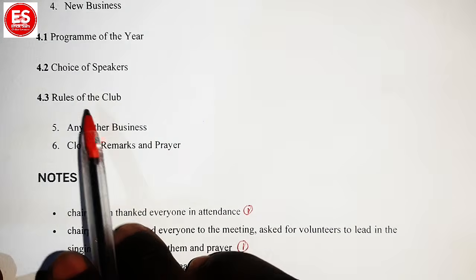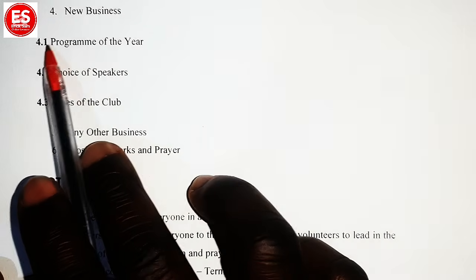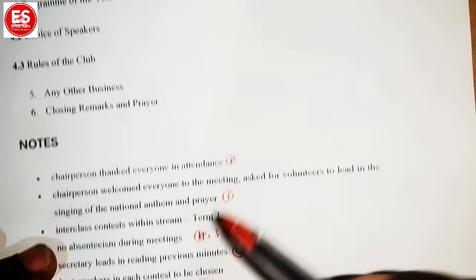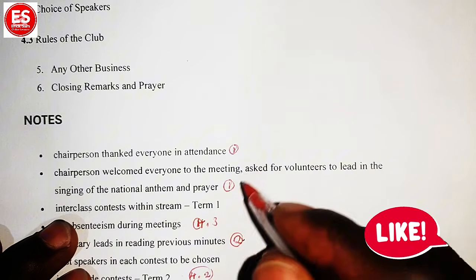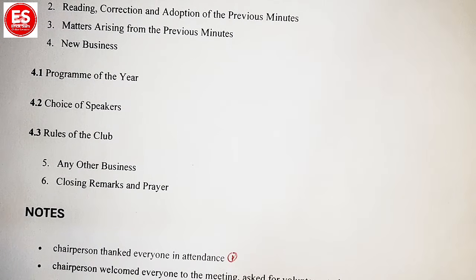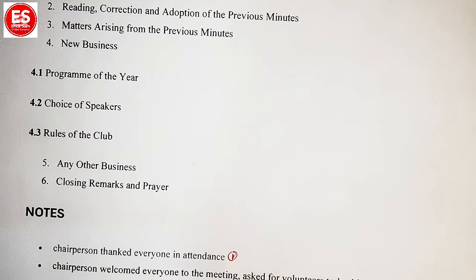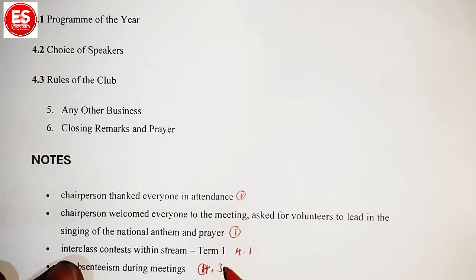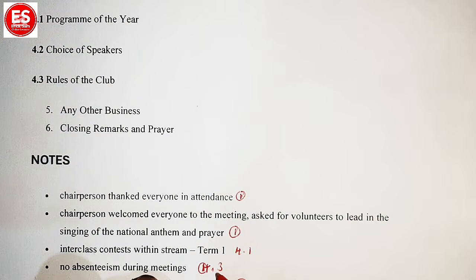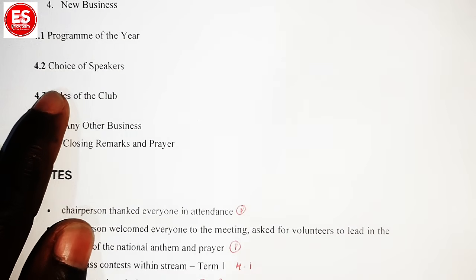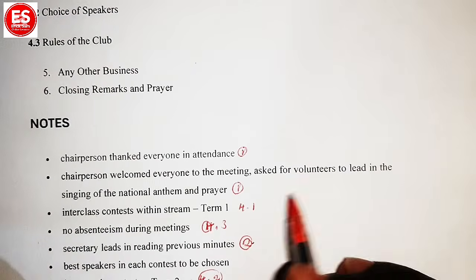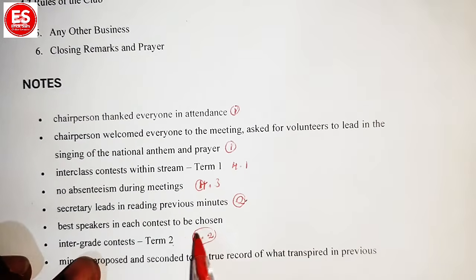Okay, where are we? So the program of the year, we are talking about interclass contest. So this is the program of the year, number 4.1. And this one is no absenteeism. These are the rules, 4.3. Okay. Then we go to the next point.